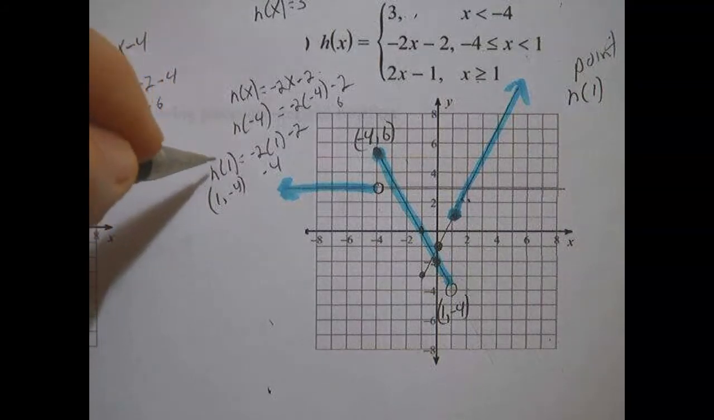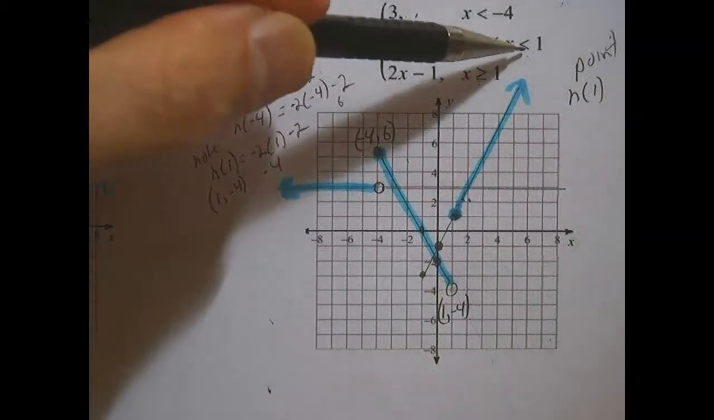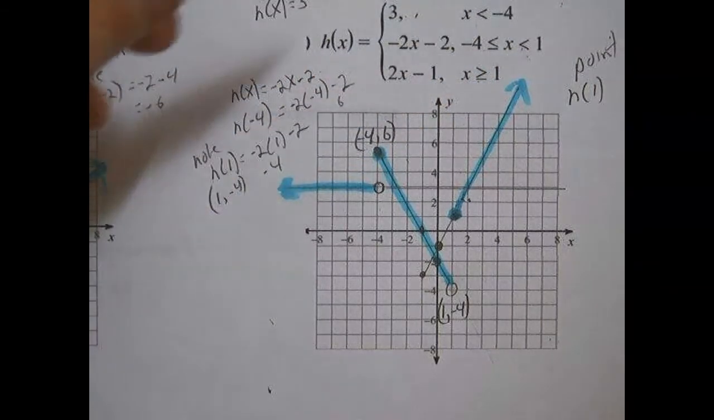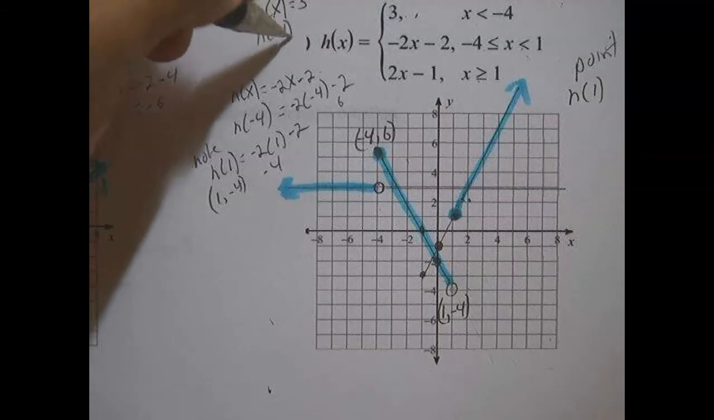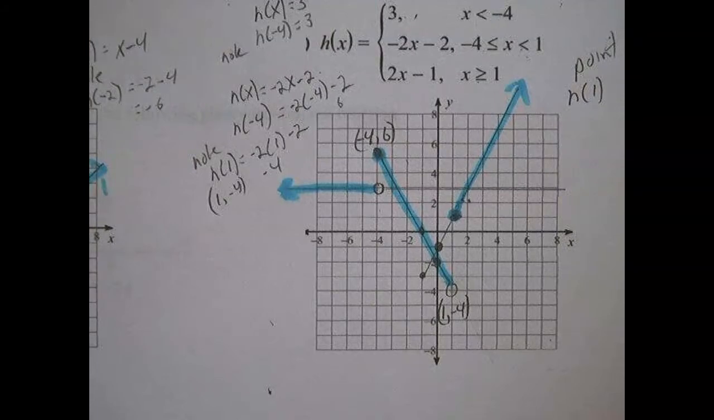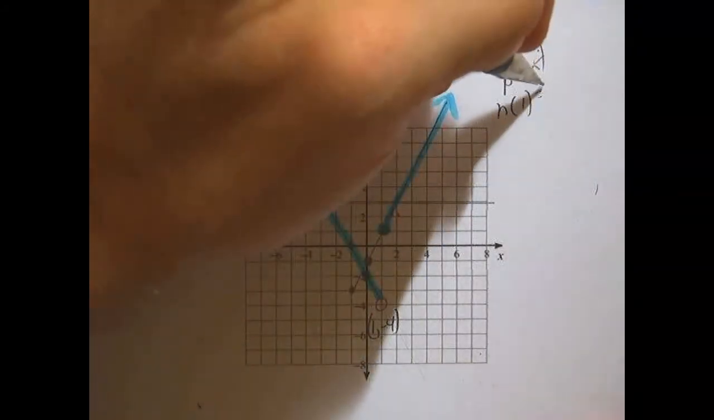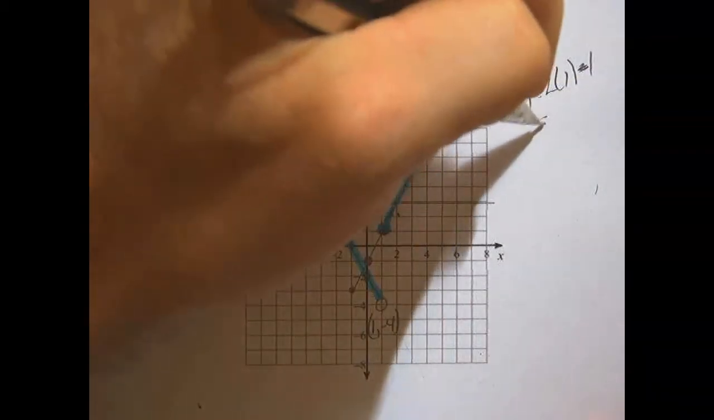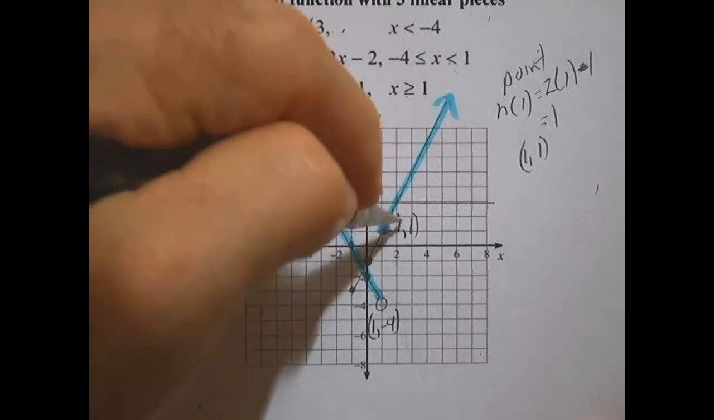This, by the way, h of 1 on this one was a hole, right? Because it says it's not including 1, so that's an open circle. And this one was also a hole. So here, we didn't actually find that, but h of -4 equals 3, and that's a hole. All right, so let's do this one, h of 1 from this function, which is 2 times 1 minus 1, which is 1. So there should be a point 1, 1. That looks pretty good. 1, 1.